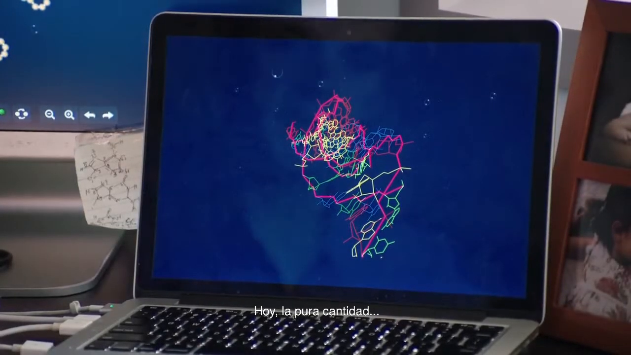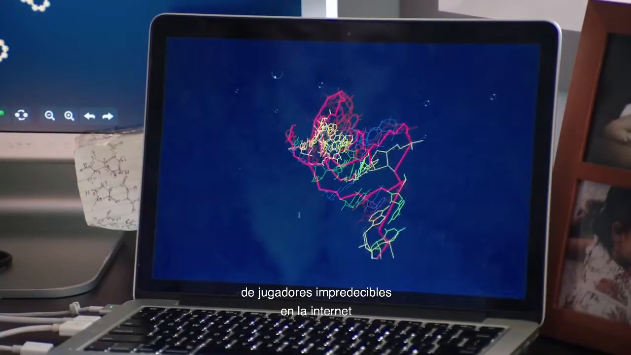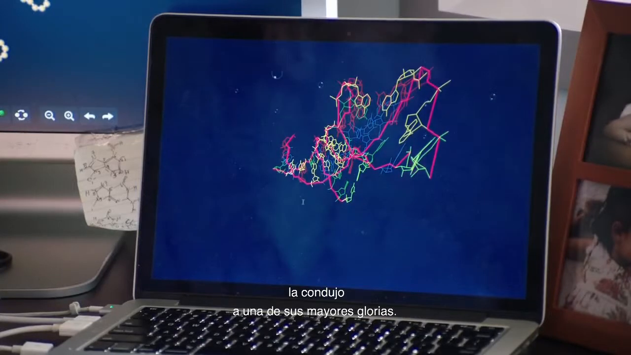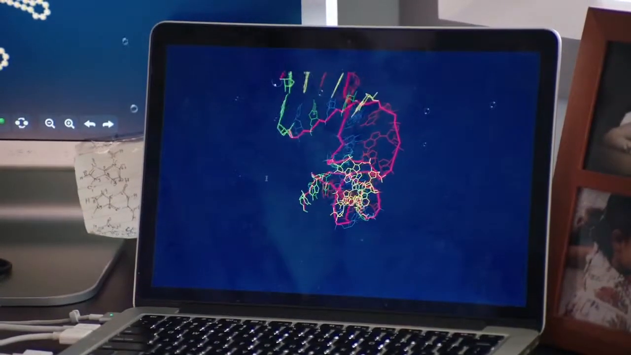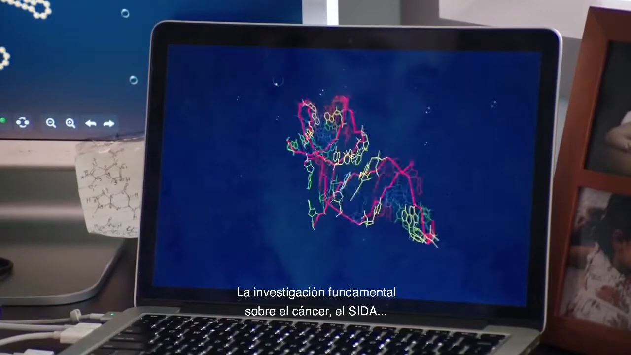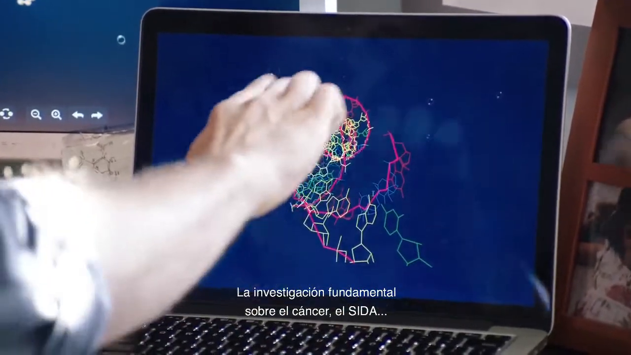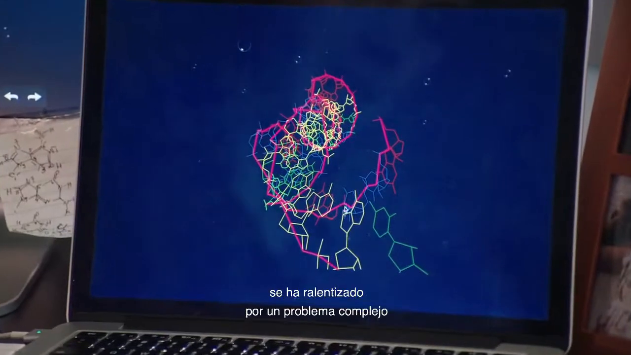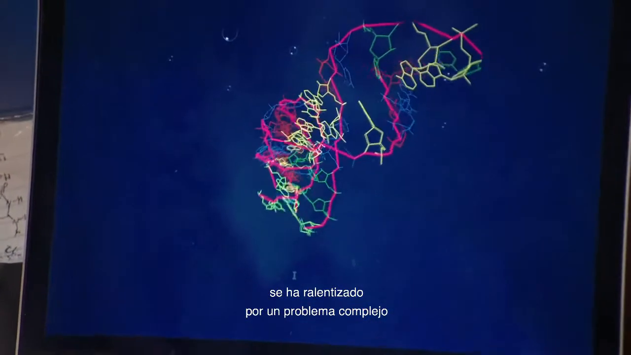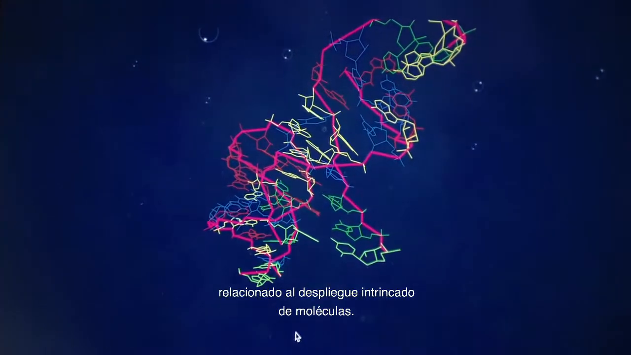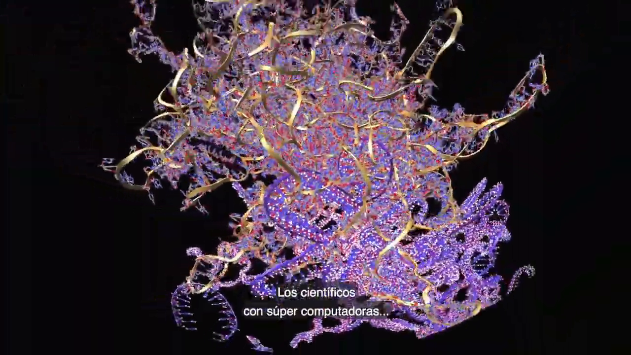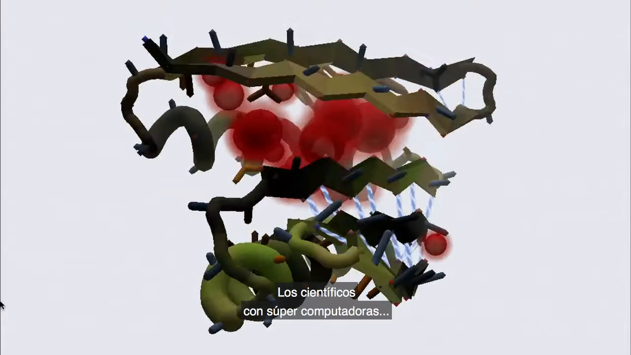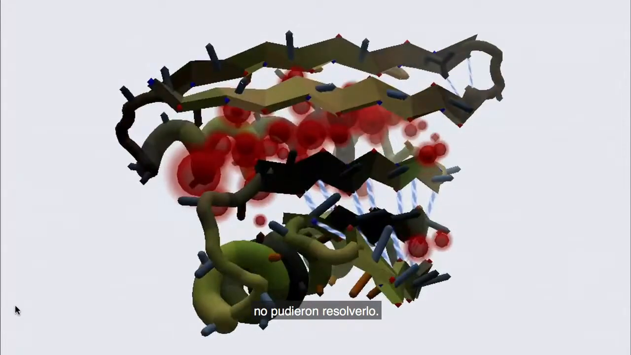Today, the sheer numbers of unpredictable players on the internet has led to some of its greatest glories. Fundamental research into cancer, AIDS, and other diseases has been slowed down by a complex problem which has to do with the intricate folding of molecules. Scientists using supercomputers could not solve it.